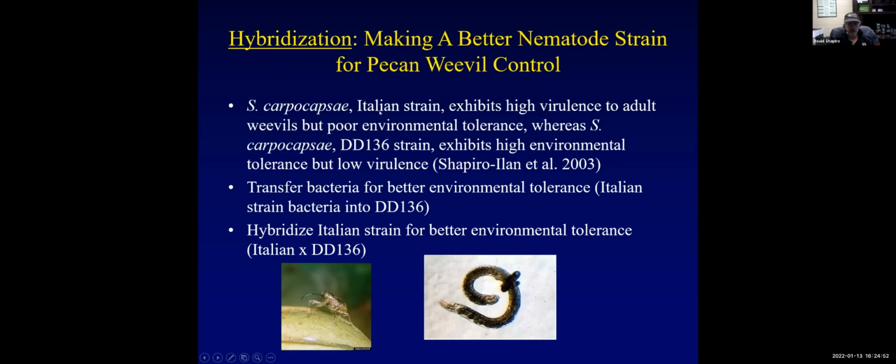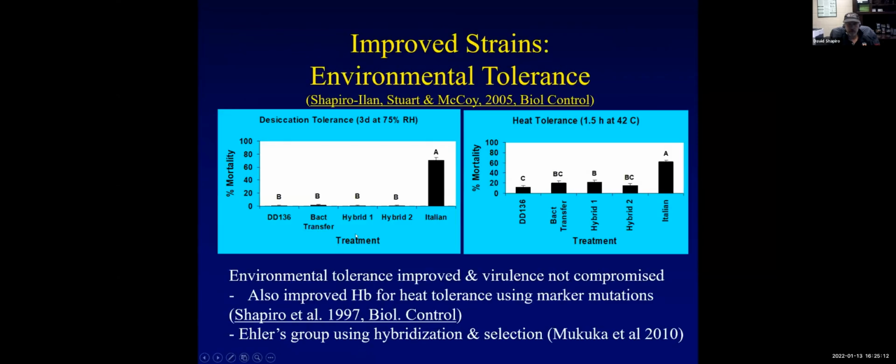Hybridization, just an example. We had this Italian strain of a nematode that had high virulence against pecan weevil, but it couldn't withstand the heat and desiccation in Georgia. This strain, DD136, had the opposite. So we decided to hybridize it and swap the bacteria to get an improved nematode. So this is mortality of the nematodes under desiccating conditions. You can see that Italian strain does poorly, but all of our hybrids did really well. And similar results with the heat tolerance, and virulence remained the same. So now we have this improved nematode. So that's an example of how we get better nematodes through hybridization. As I say, one of the commercial entities is using that approach.